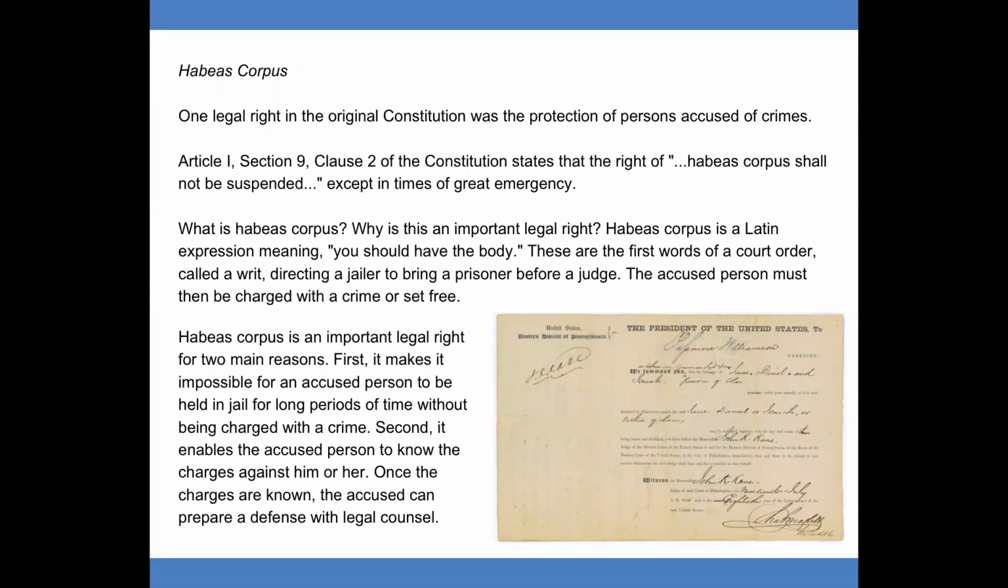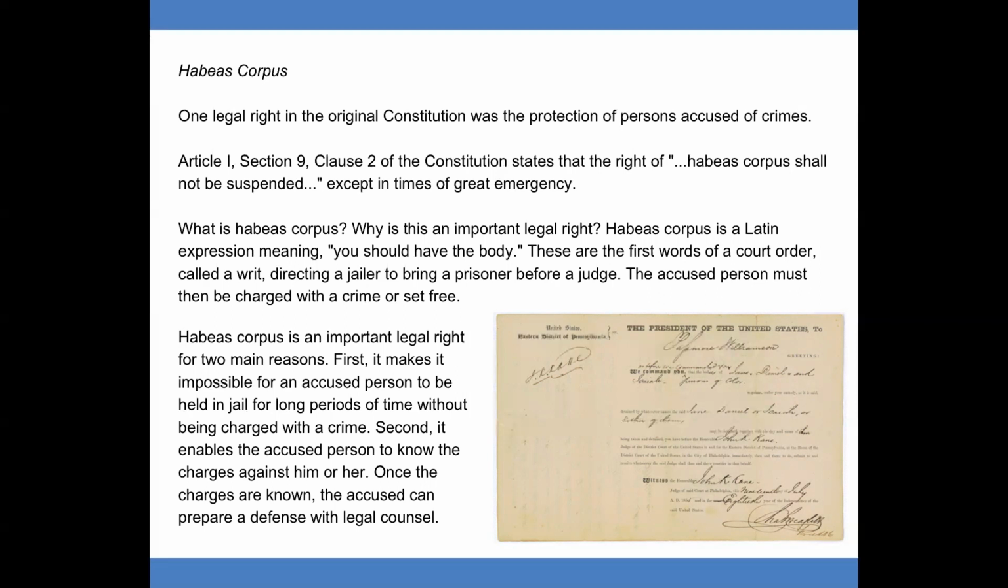What is habeas corpus? Why is this an important legal right? Habeas corpus is a Latin expression meaning you should have the body. These are the first words of a court order called a writ, directing a jailer to bring a prisoner before a judge. The accused person must then be charged with the crime or set free.